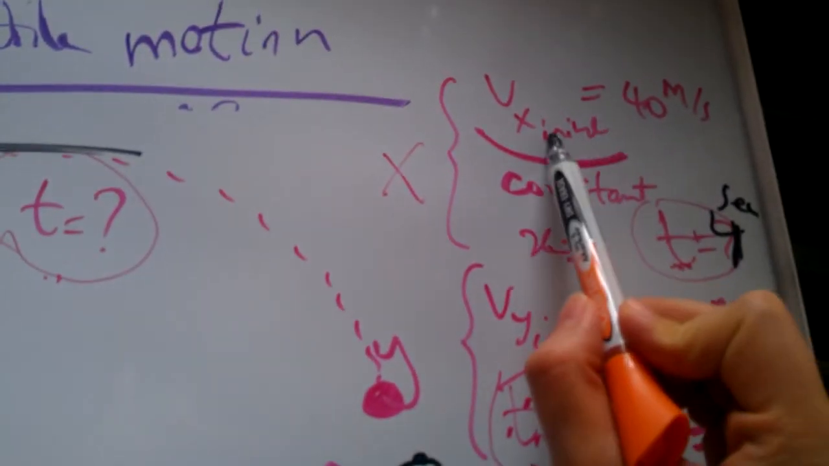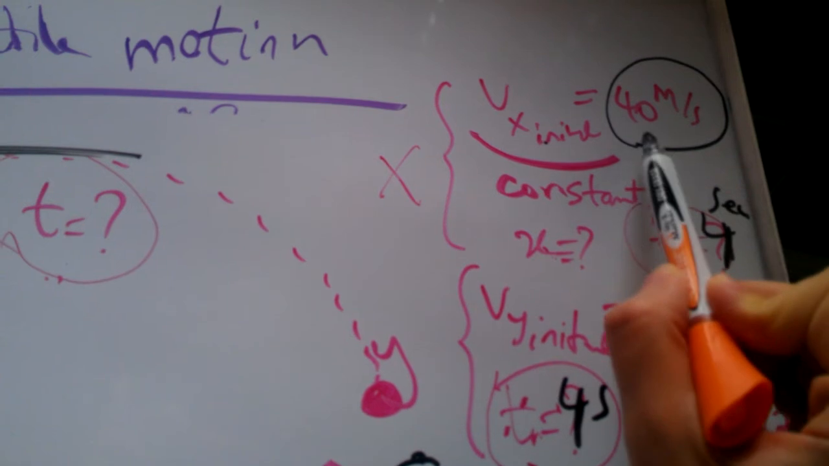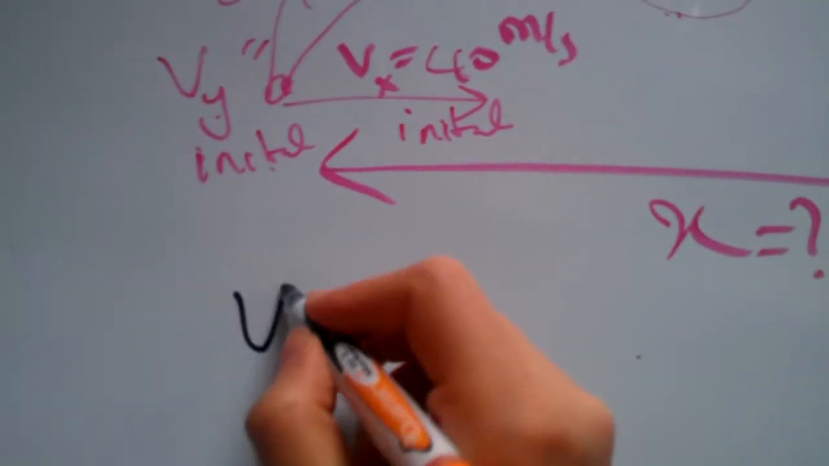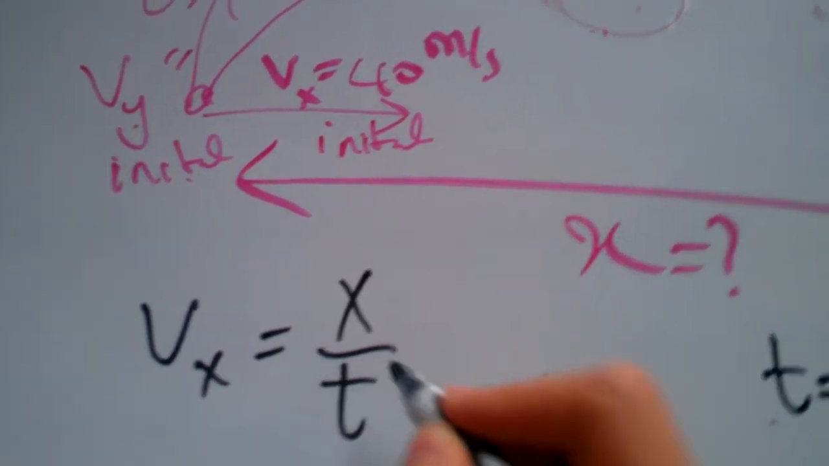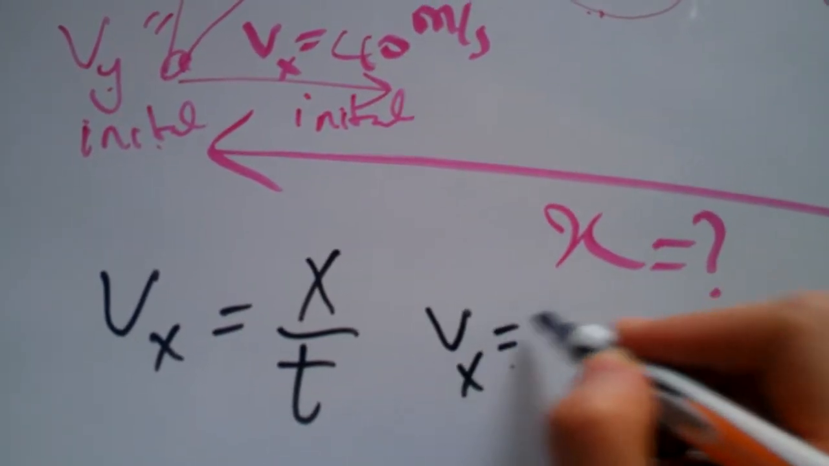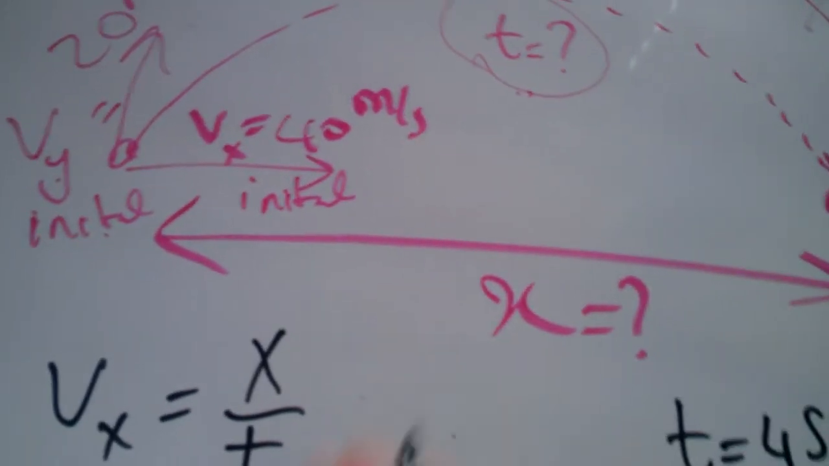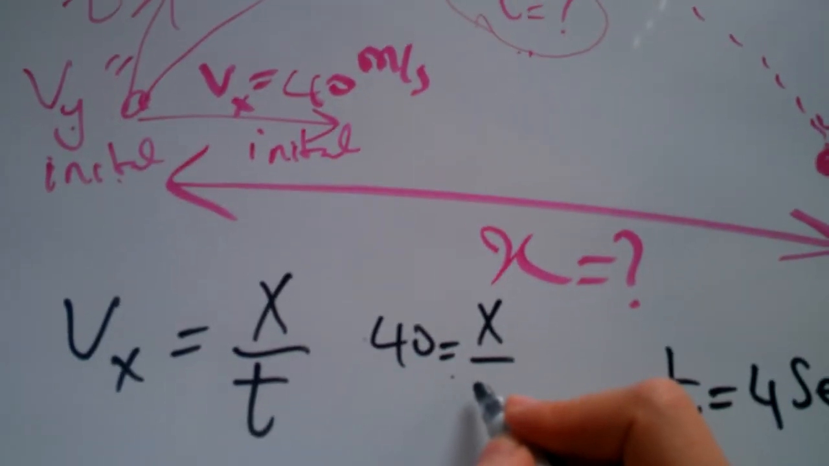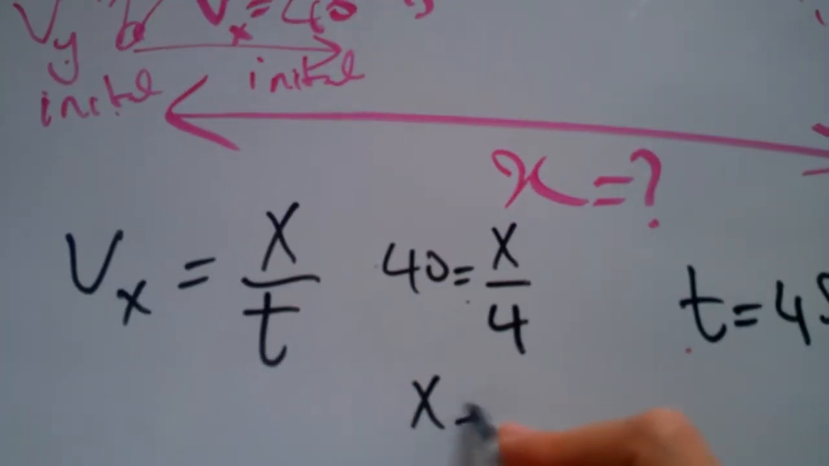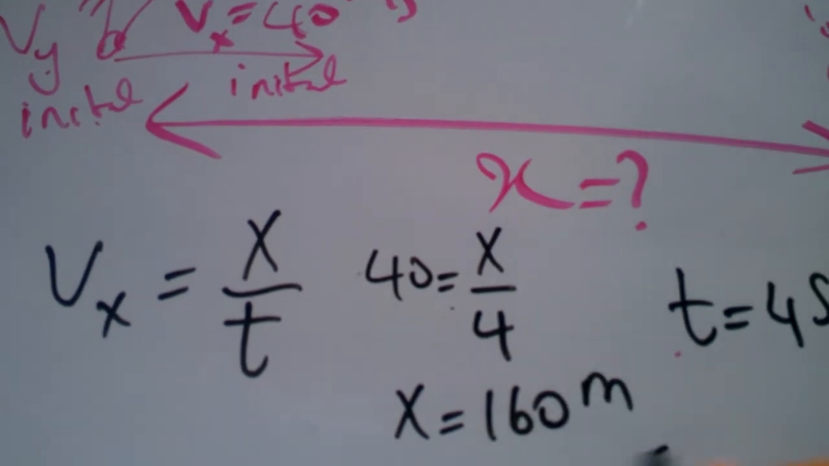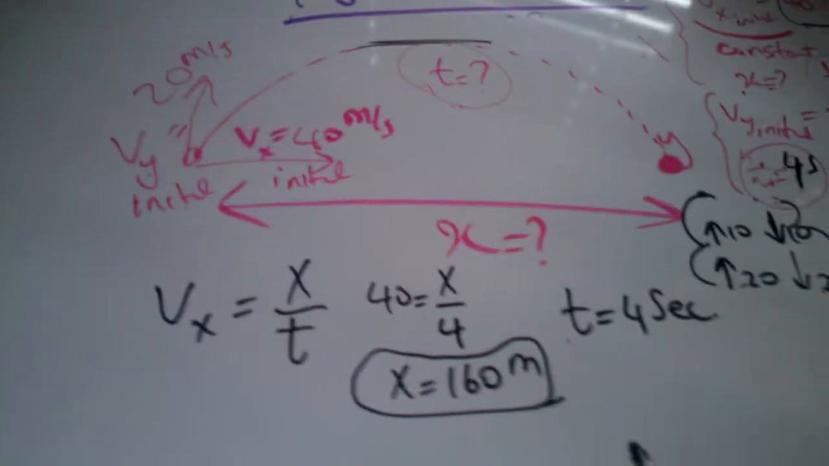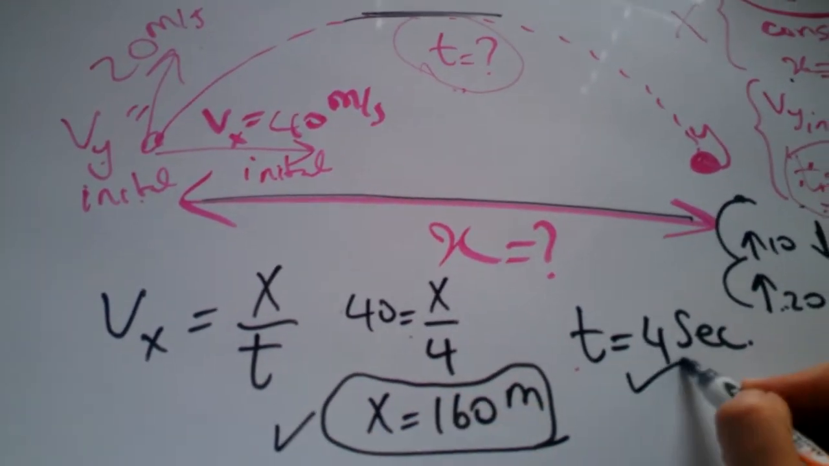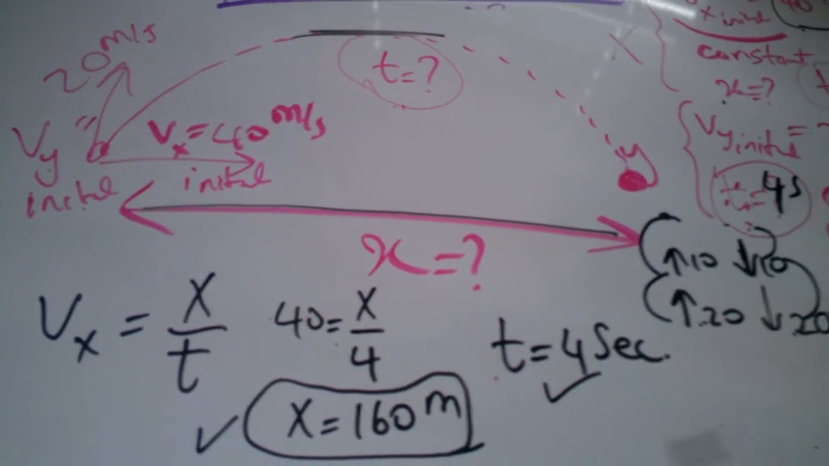So we have the initial velocity. I know along the x direction it is constant. I know the time, so I can solve for the x. There you go, x over t. Just plug it in there. Vx, that is 40 equals x over 4. Hence, x is 160 meters. So x turns out to be 160 meters. So we actually solved it.